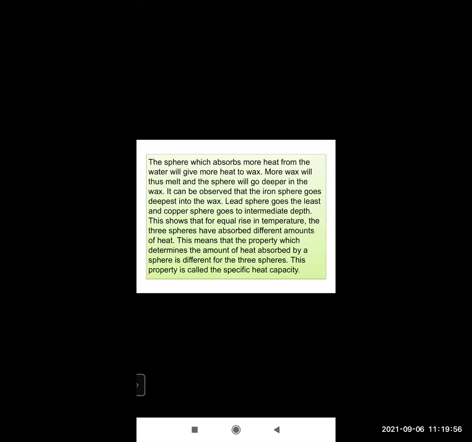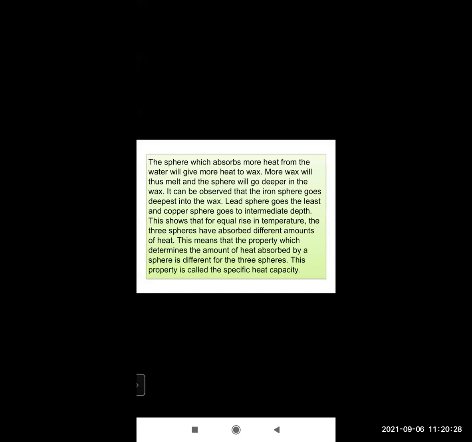from the water will give more heat to the wax. Now more wax will melt and the sphere will go deeper. So the sphere which has absorbed more heat will give more heat to the wax and the sphere will go deeper. After doing this activity, we have seen that the iron sphere goes deepest into the wax, the lead sphere goes least, and the copper sphere goes to an intermediate depth. Intermediate depth means in between iron and lead.